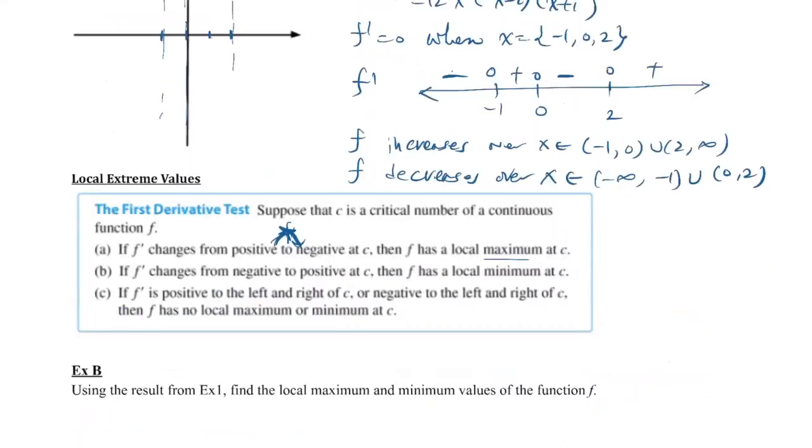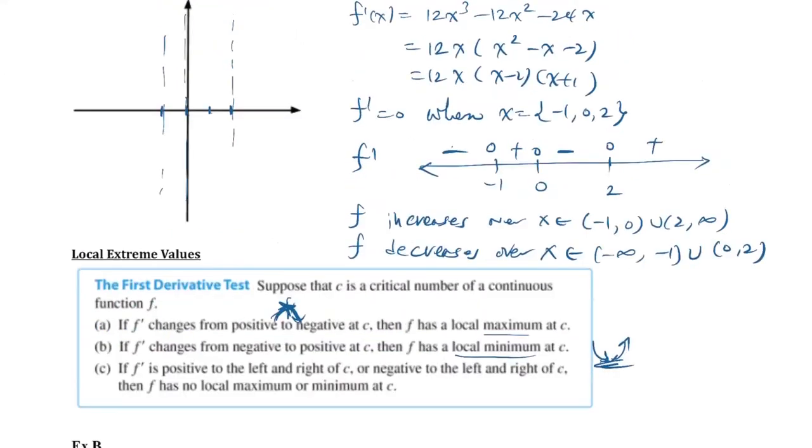And when f prime goes from negative to positive, the slope goes down, then up. So at that point, it is a local minimum. When f prime is positive on both sides of c, or negative on both sides of c, then there is no local maximum or minimum at c. In other words, if it's positive and positive, at that point there is no extreme value. What looks like that, guys?